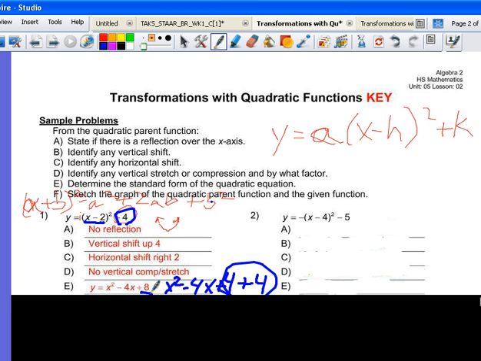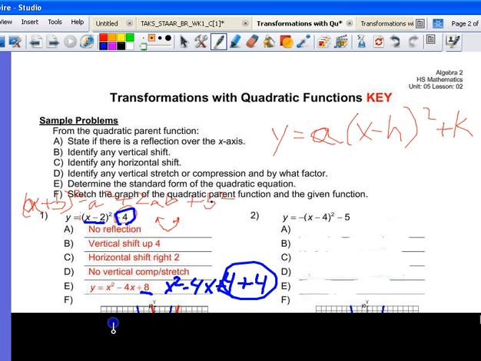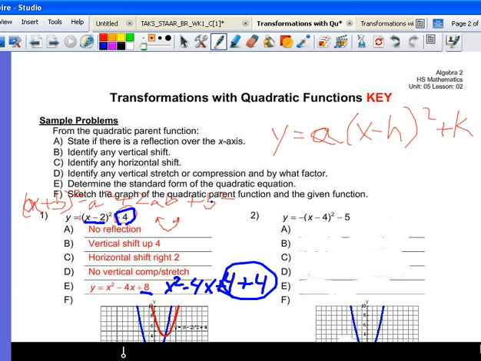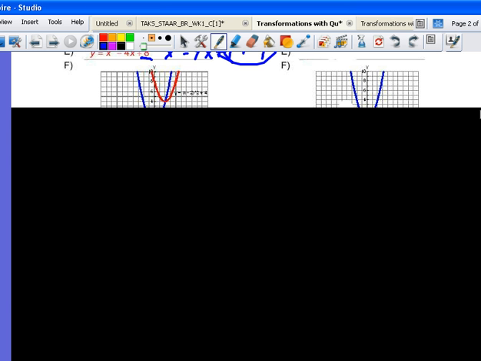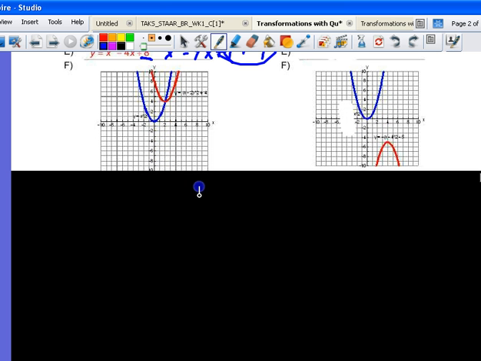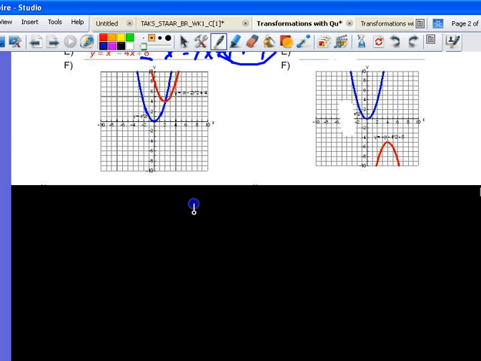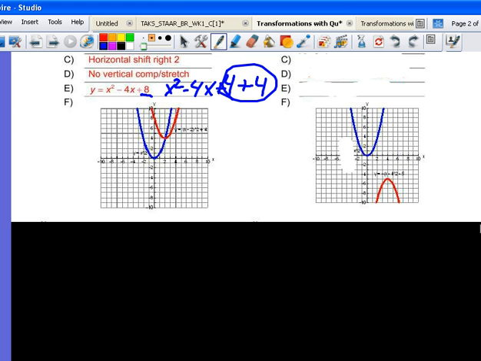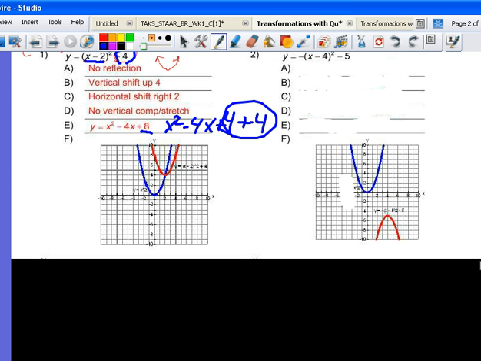All right? Okay, the next one says sketch the graph of the quadratic parent and the given function. So if we sketch the quadratic, go back. All right. The parent is in blue here, and the new graph is in red. So we don't have reflection, so it still opens up.